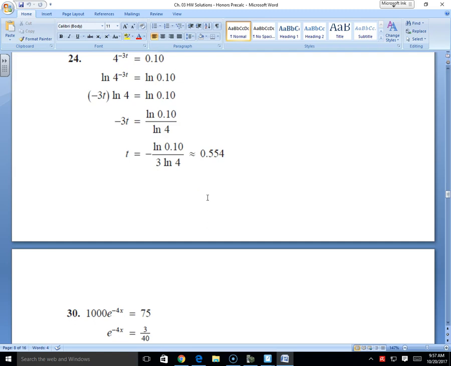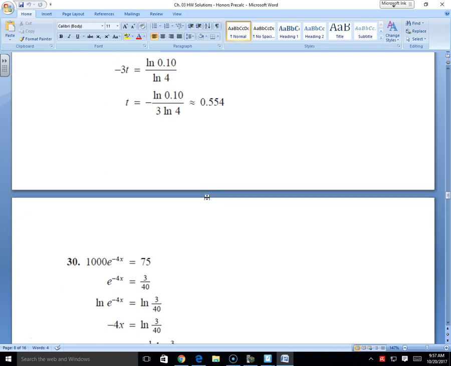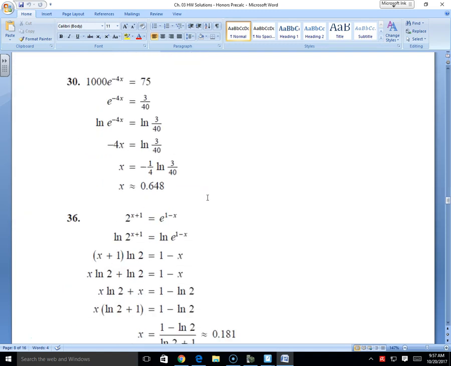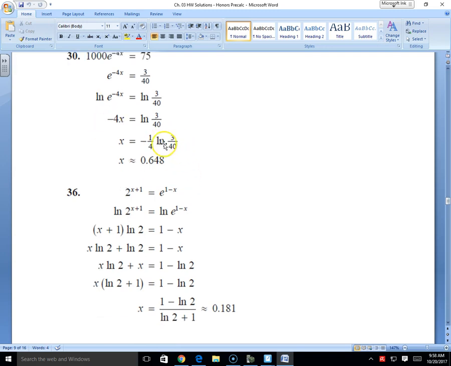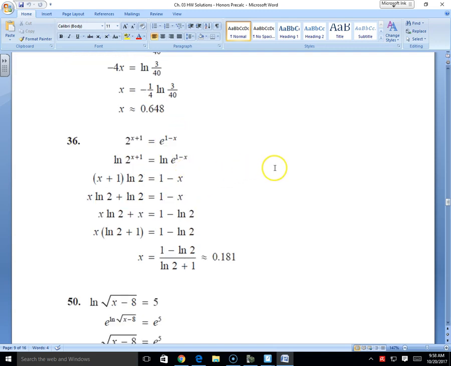Number 30, the first step was to isolate. Please tell me you divided first. Did you divide first? Good. Then you can take ln, because you have that e there. Then you can solve. The final decimal is 0.648, but negative 1/4 ln of 3/40 is the best answer. Hopefully you did not go to a different log. The e was right there waiting for the ln. You could have rewritten it with subtraction, the quotient property, powers, but you didn't need to.